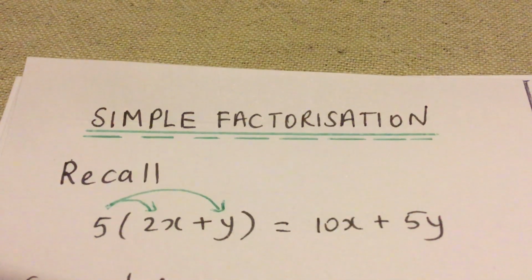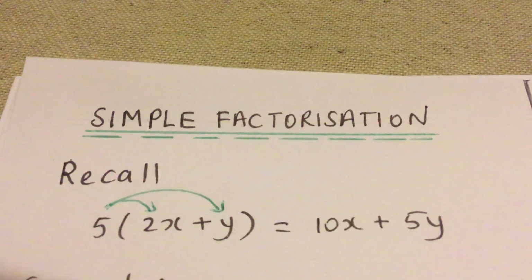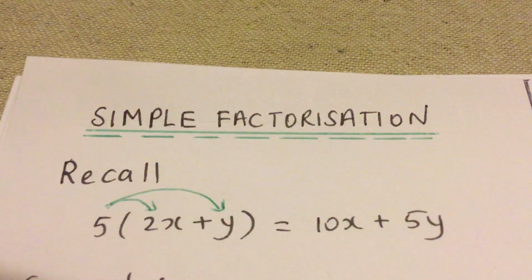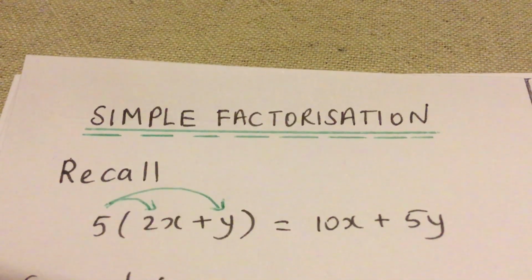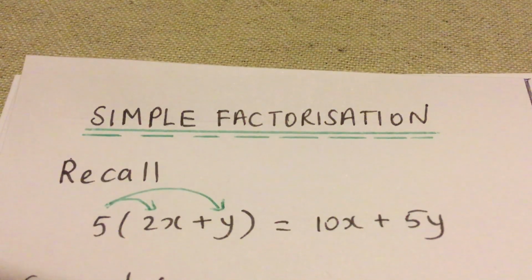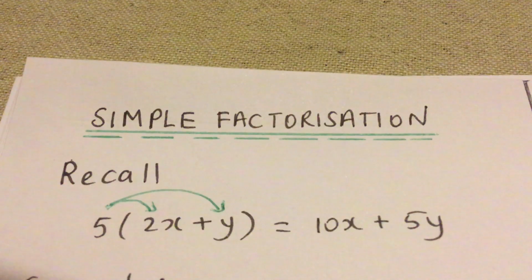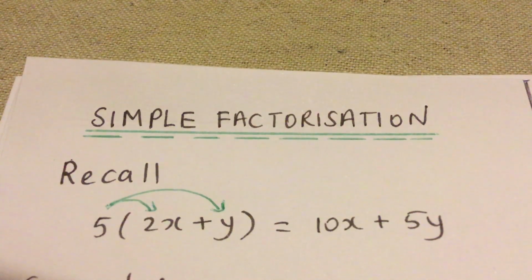So how do we do that? You have to look for the common factors. 10 and 5, what's common between them? They're both divisible by 5. That's why you have a 5 outside the bracket. And regarding the letters x and y, they've got nothing in common, so they stay inside the bracket.